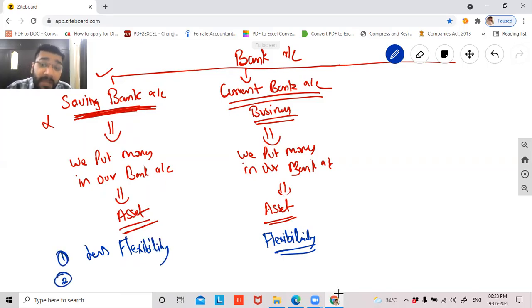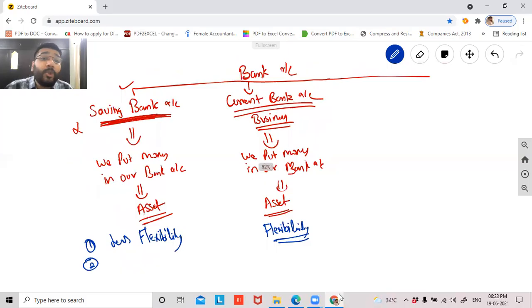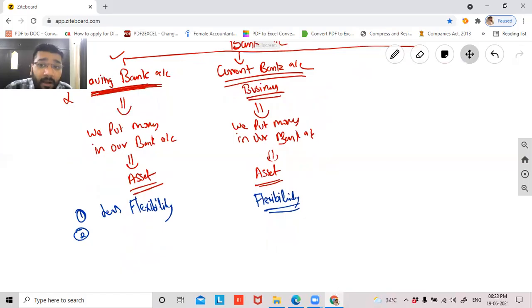Another difference, guys, the major difference, is that to encourage people to put more money in the savings bank account, banks started offering interest. The banker said, my dear friend, if you come and put, let's say, 10,000 rupees in my bank, I will give you interest on that. So now people see this as a business, as an opportunity to earn something more.